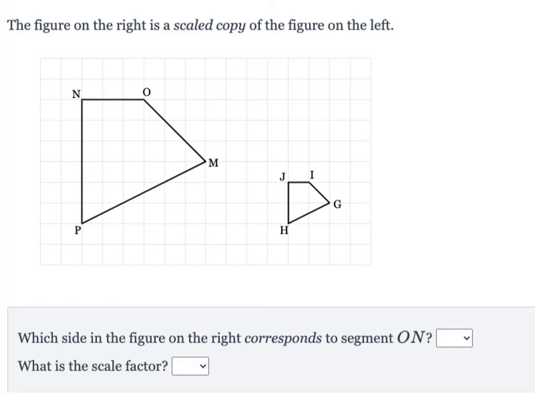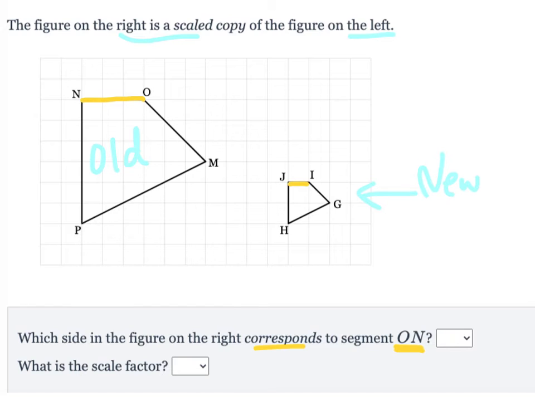Okay, same question here. The figure on the right is a scaled copy of the figure on the left. So that means the one on the left is the old one, and this little one on the right is the new one. Then it says, which side of the figure on the right corresponds to ON? O to N is from here to here. So that would be the top of this little guy here.